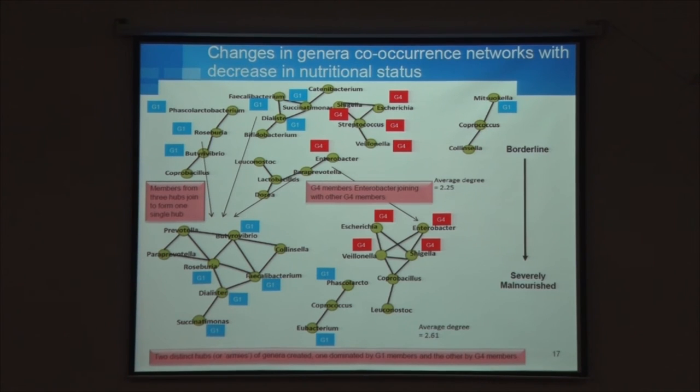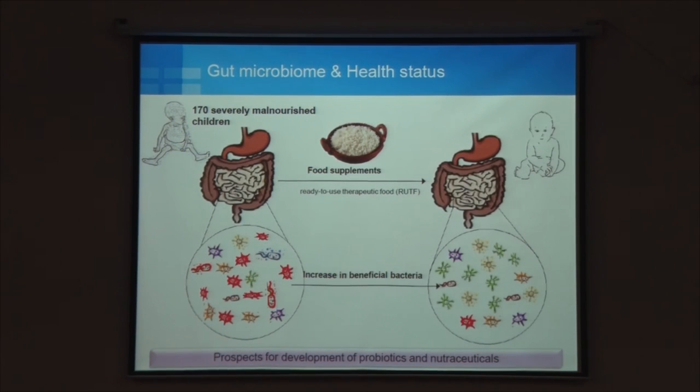Having seen this, we saw that there are distinct differences between the microbial groups in these children and their nutritional status. We went ahead, and what we are doing right now, which is not yet published, is that we have taken 170 severely malnourished children from the Delhi area, and we have given them ready-to-use therapeutic food, called RUTF, which is recommended by WHO, and some additional food supplements, and we monitored these children for a period of 6 weeks.